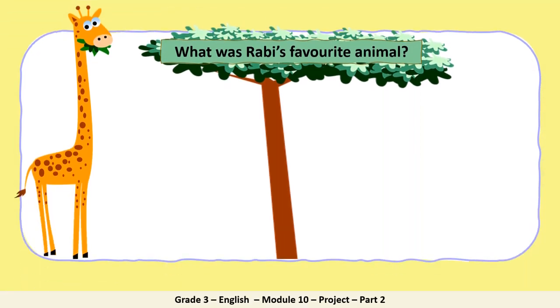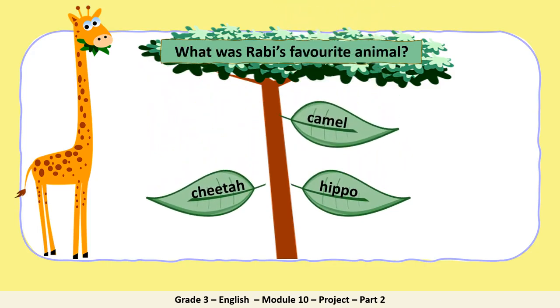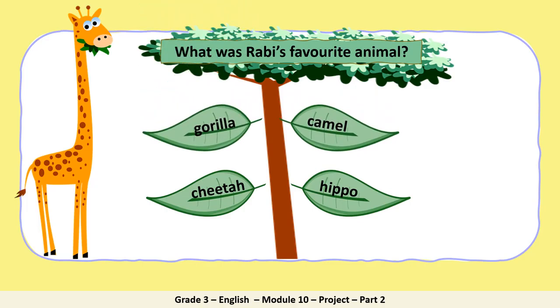Let me refresh your memory about yesterday's lesson. What was Rabia's favorite animal? Was it the hippo? Was it the cheetah? Was it the camel? Or was it the gorilla? Think. Remember. Excellent, it was the cheetah.